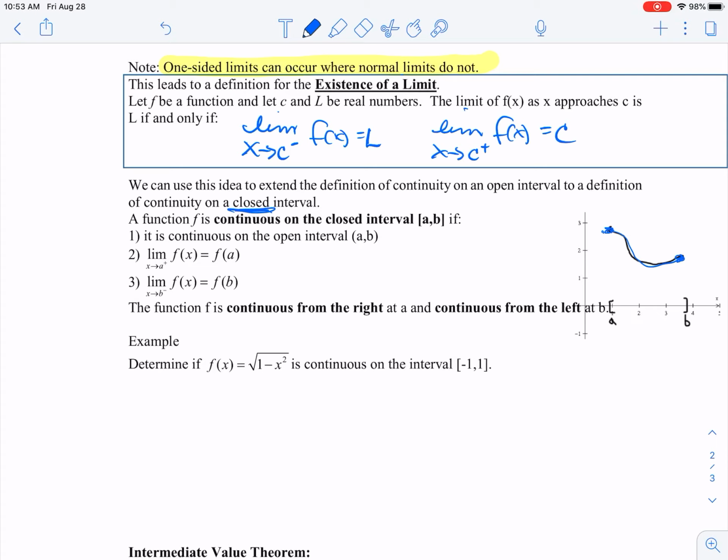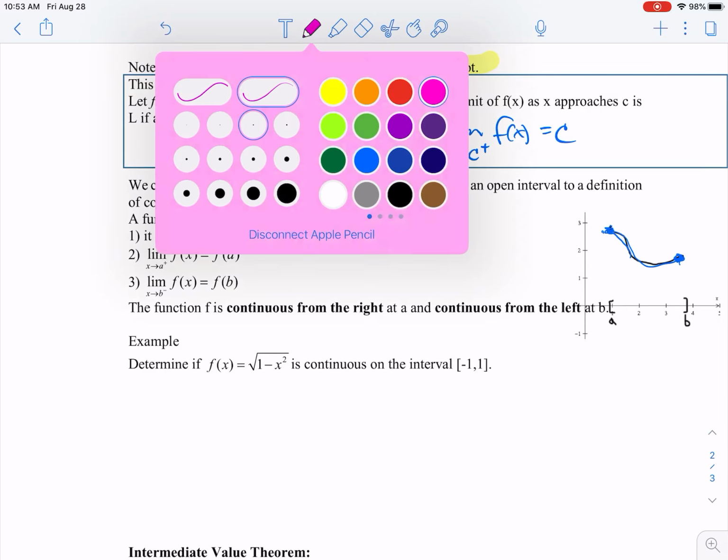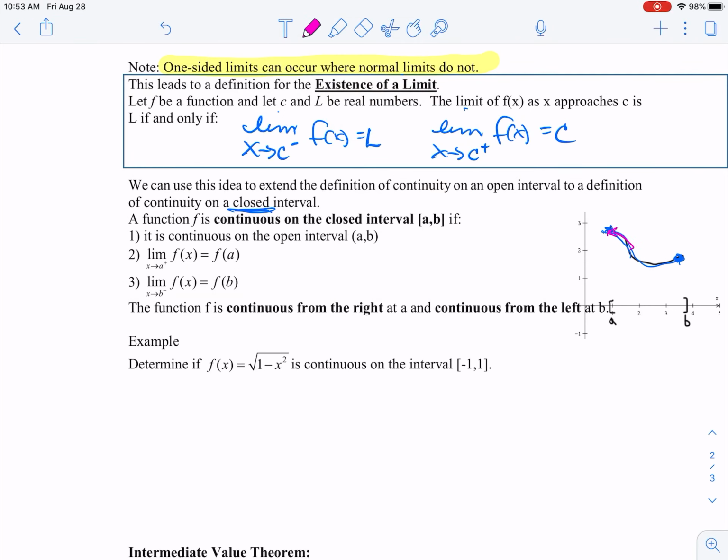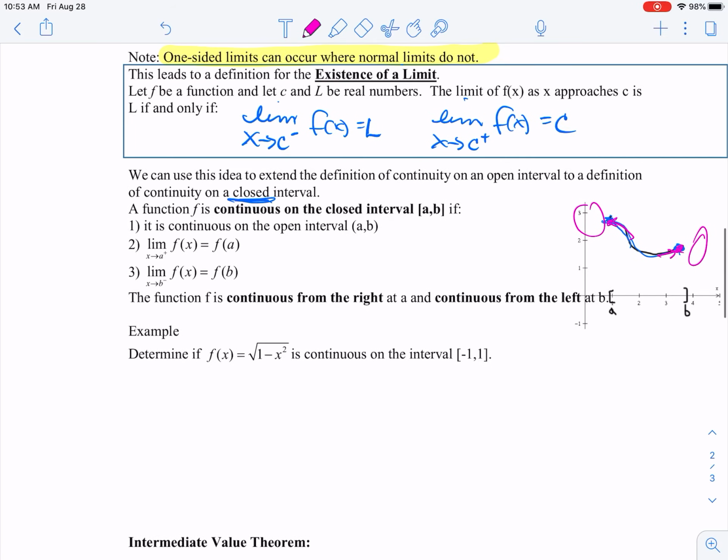The right-hand limit at a equals f of a, and the left-hand limit at b equals f of b. Okay, so I'm coming in this way. The limit has to equal that value. Come in this way, the limit equals that value. Makes sense. The problem is that there's no limits on the outside, so we have to talk about one-sided limits. Okay, the function f is continuous from the right and continuous from the left at a and b. Okay, so here's an example.